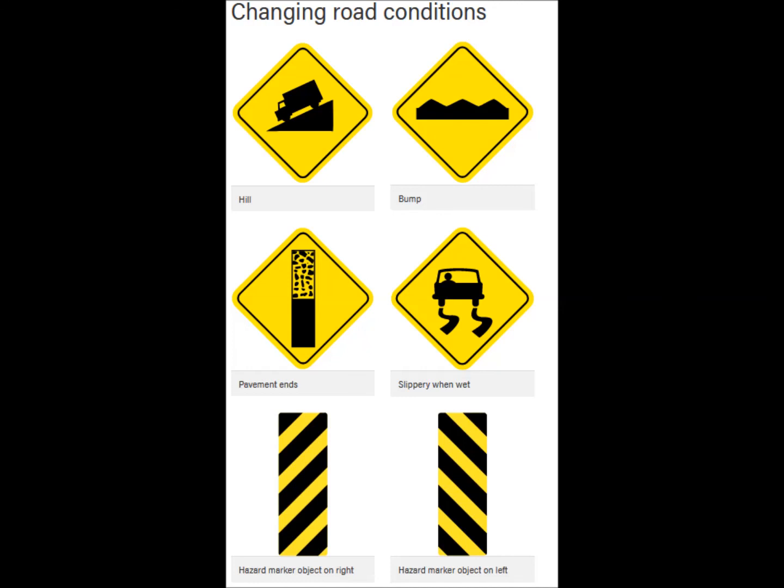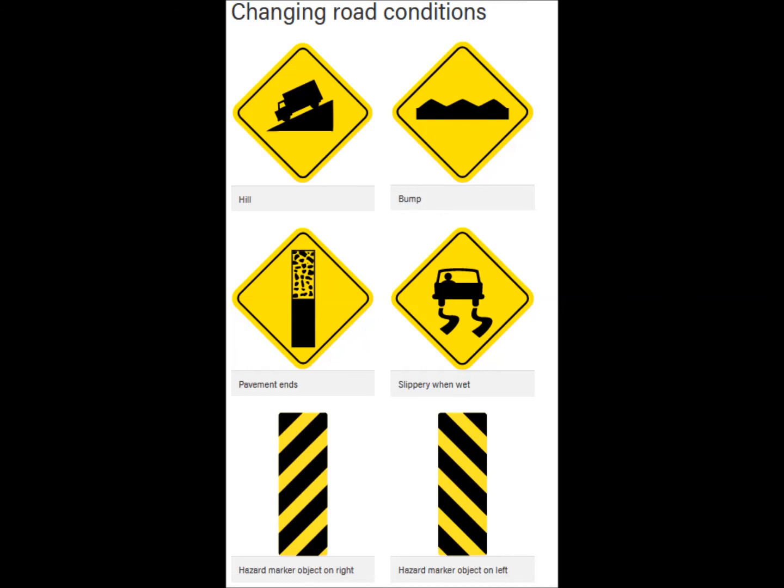Image description. A yellow diamond with a black border. There is a black silhouette of a truck going down a hill. Hill. Image description. A yellow diamond with a black border. There is a black rectangle with three bumps coming up of the top. Bump.